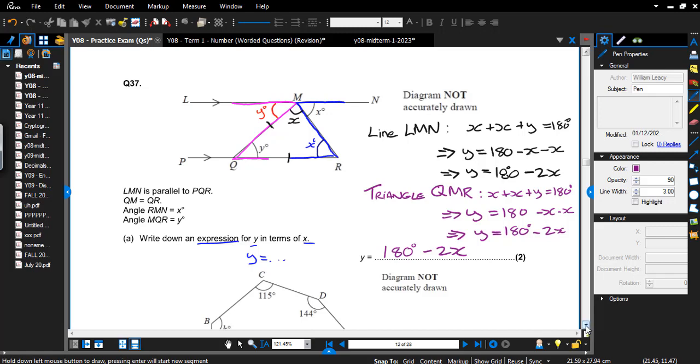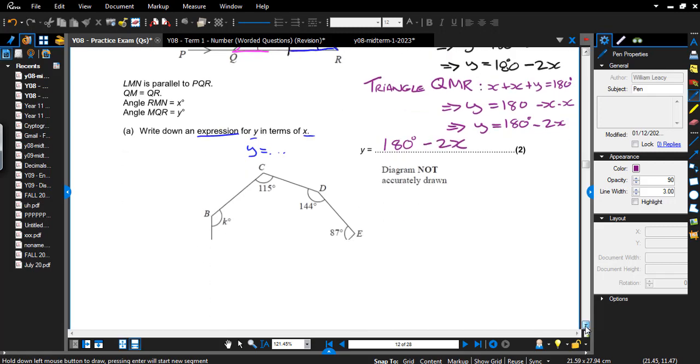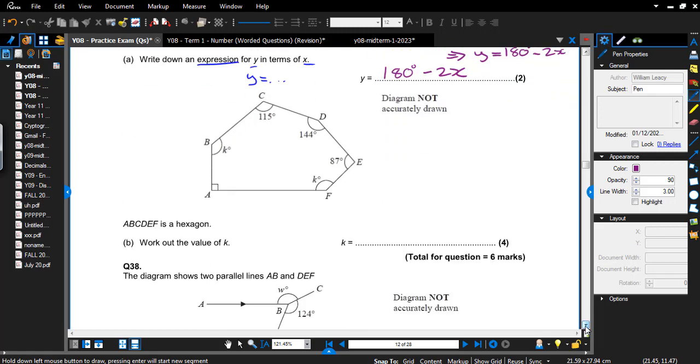Now part B. First, it's a hexagon. It's irregular, so all the sides and all the angles are not the same, but it is a hexagon. How many sides in a hexagon? 6. Let's check: 1, 2, 3, 4, 5, 6. There are 6 sides in a hexagon.